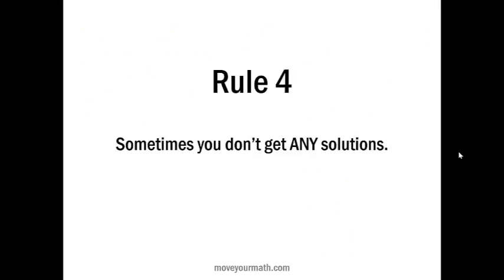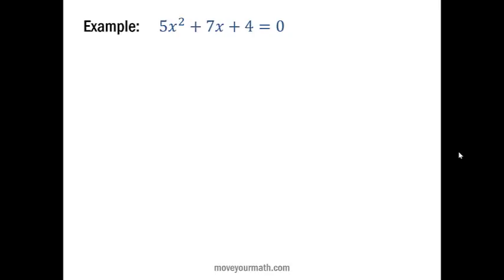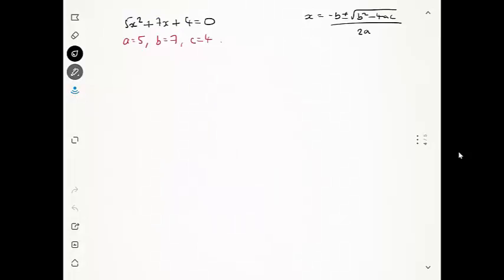Rule 4. Sometimes you don't get any solutions. So here's another example. It's a simple equation. And we've got a equals 5, b equals 7, c equals 4. So what happens when you put that into the formula? Well, we get x is minus b plus or minus the square root of b squared minus 4ac all over 2 times 5, 2a.